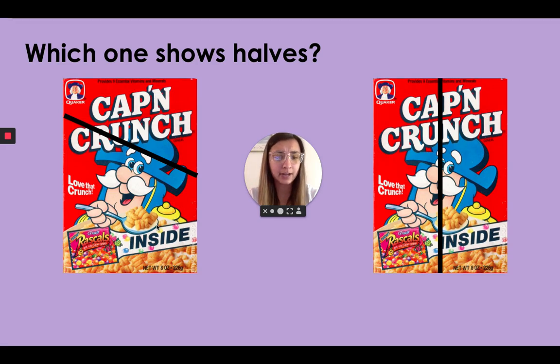But let's look at the next shape. I see this one. I see two parts right down the middle. These ones definitely look equal to me. So I'm going to say no, this one does not show halves. And yes, this one does show halves.